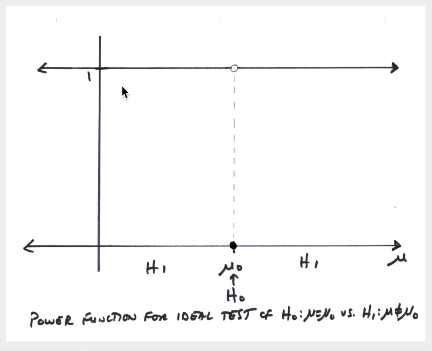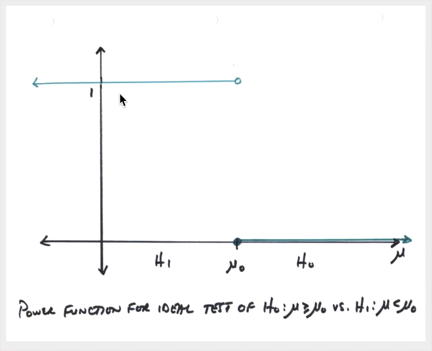Now for the left-tailed test, this is what the power function of an ideal test would look like. When the null hypothesis is true, in other words, when mu is greater than or equal to mu sub 0, the ideal test would never reject, right? The probability of rejecting would be 0. On the other hand, if the null hypothesis is false, if mu were less than mu naught, then the ideal test would always reject. The probability of rejecting would be 1.